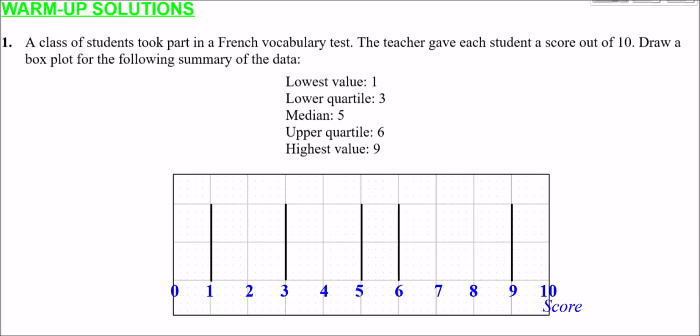Then what we need to do is make this into a box by putting a horizontal line on the top and the bottom, and 2 lines from the lower quartile to the lowest value and the upper quartile to the highest value. So to finish it off, we do this. And that's the complete box plot, and that's question 1 complete. Let's have a look now at question 2.